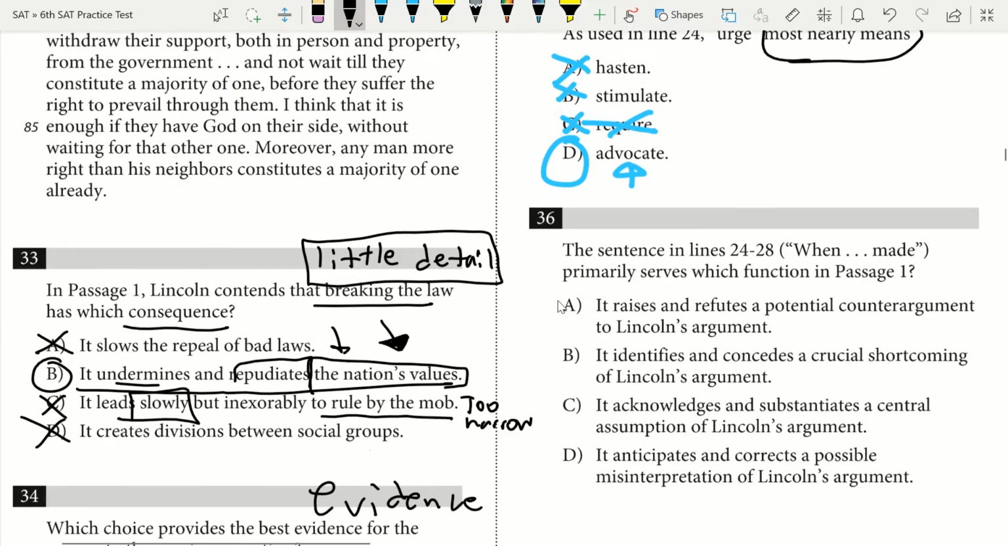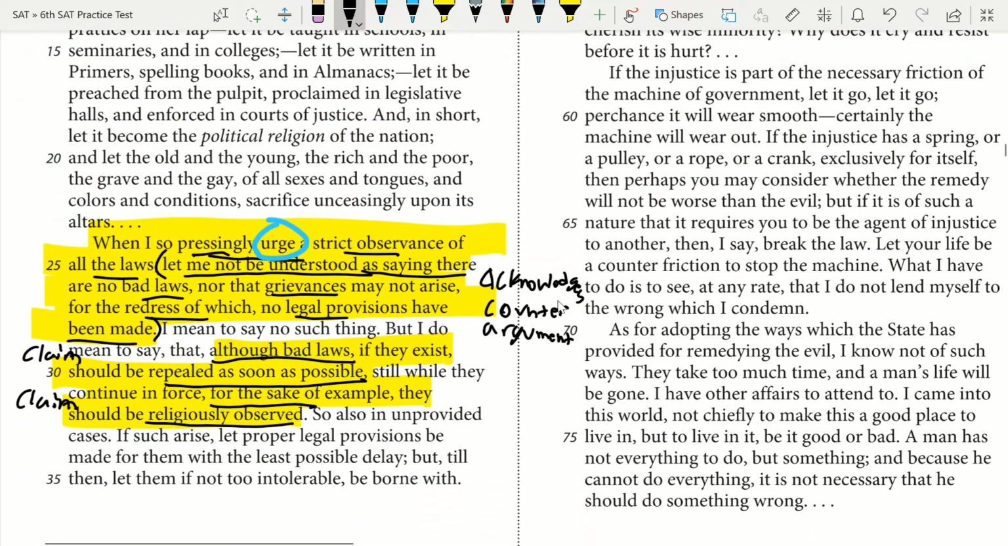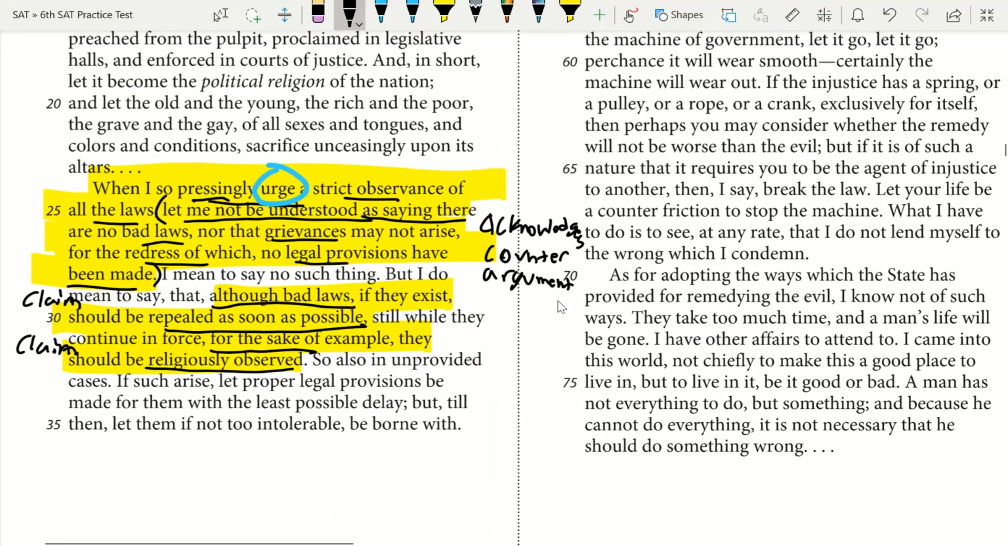We've got to go take a look at those, figure out what they are first, and then come up with our own answer choice. So this is a purpose question, obviously, because it asks us for the purpose of this. We see 24 starts here: "So when I so pressingly urge a strict observance of all laws, let me not be understood as saying there are no bad laws, nor that grievances may not arise for the redress of which no legal provisions have been made."